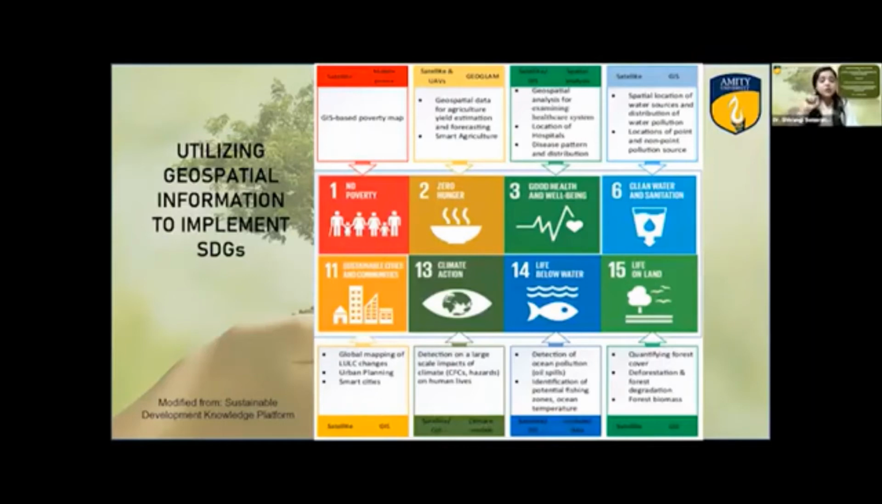Then the second major target of SDG 6 is to achieve access to adequate and equitable sanitation and hygiene for all, and end open defecation, paying special attention to the needs of women, girls, and those in vulnerable situations.